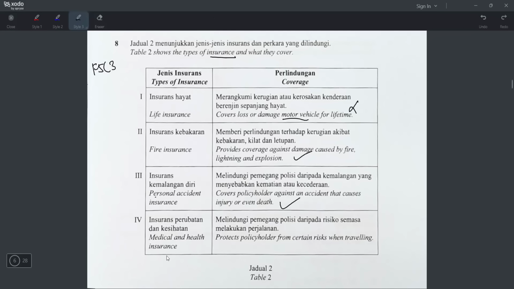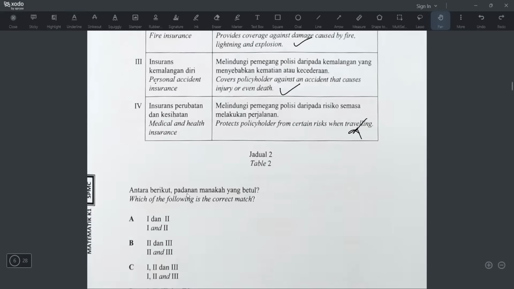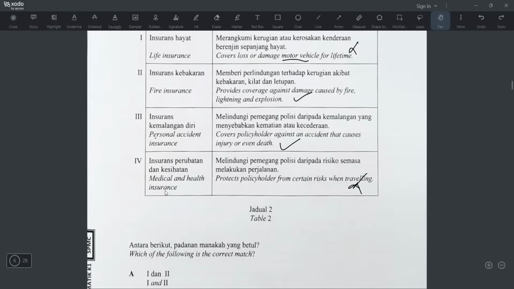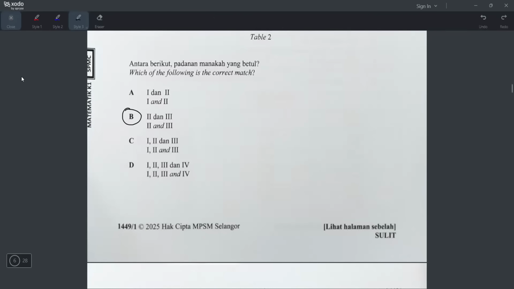And then medical and health insurance protects the policyholder from certain risks when traveling. No, this is wrong. Traveling is only travel insurance. I remember asking my own students to memorize the coverage, I mean the keyword lah. I only ask them to memorize the keyword. So anything that happens during travel, only the travel insurance will cover that. So the answer is 2 and 3 lah. What does the question want? Which of the following is the correct match? So it's 2 and 3, so the answer is B, boy.